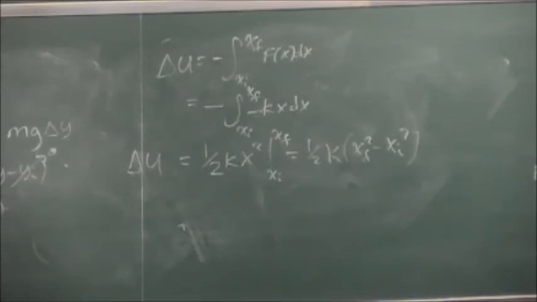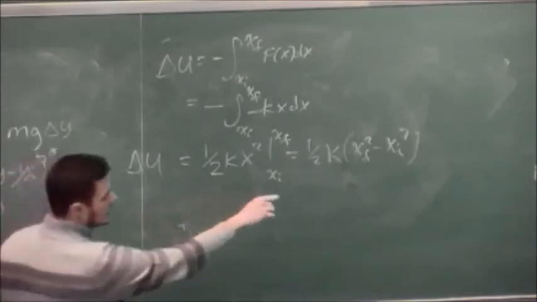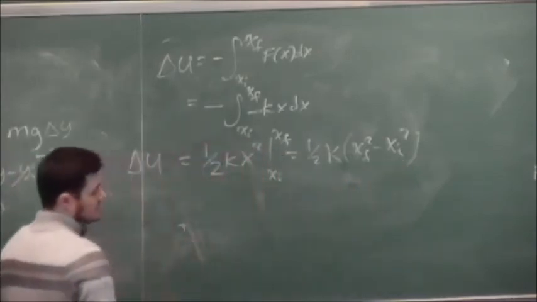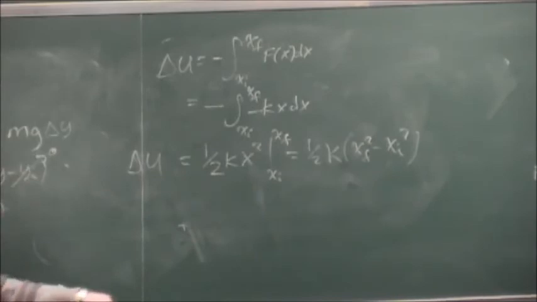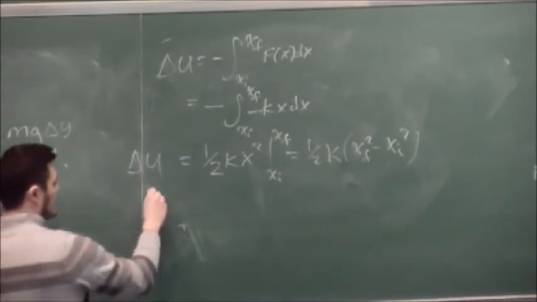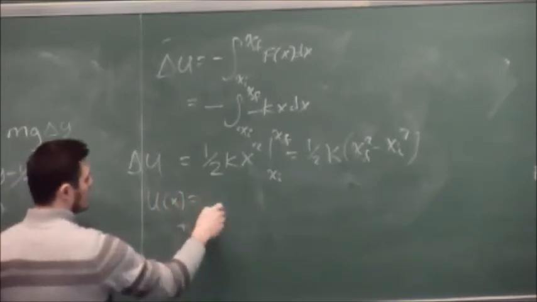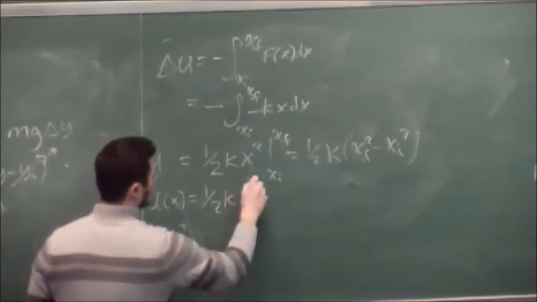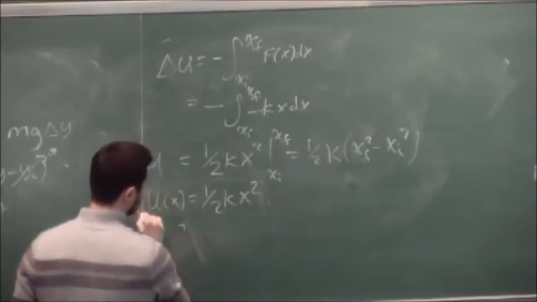We can call it, when the spring isn't stretched at all, that's equilibrium, right? It feels no force. We'll call that our zero. It's very convenient. And we'll say that happens when x initial is 0. So measuring from the relaxed length of the spring, we can say that u, as a function of x, is 1/2 kx squared, and this you probably see.